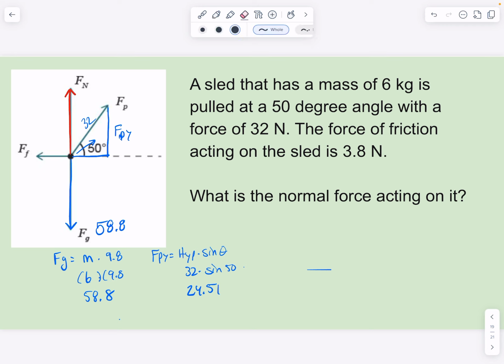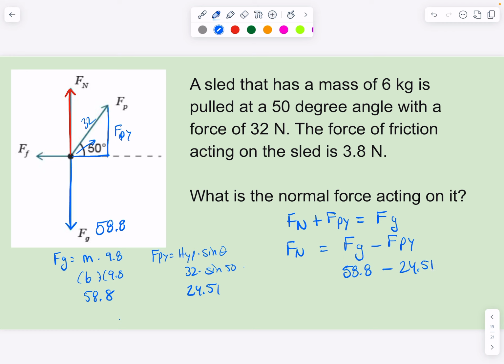So 32 times sine of 50 equals, in this case here, 24.51. So for what we're doing here, we can say that FN, which is the positive side, plus FPy is going to be equal to FG. Our FN we don't know. We can go ahead and move the FPy to the other side by saying FG minus FPy. And now let's plug in our values. FG is 58.8 and FPy is 24.51. So I do 58.8 and I subtract 24.51.